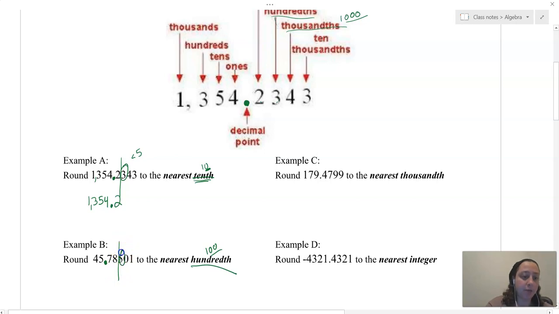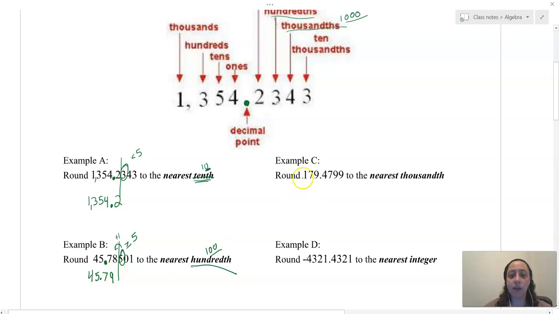Now 5, the number after I cut it off, is a big number. It's greater than or equal to 5. If that's the case, then I'm going to add 1 to the previous number. So the beginning stays the same, 45.7. The last number, I add 1. 8 plus 1 is 9. So this is now to the nearest hundredth.